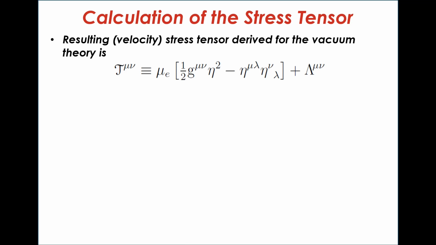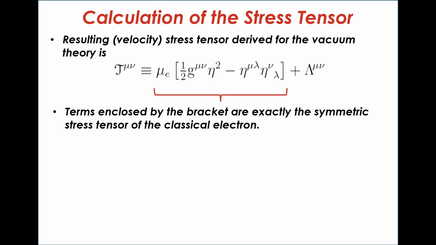Remembering that we are not considering particle accelerations yet, the resulting velocity stress tensor for the vacuum theory is shown here. You may be surprised to find out that the terms enclosed by the horizontal red bracket are exactly the symmetric stress tensor for the classical electron. But of course, the vacuum term is new.